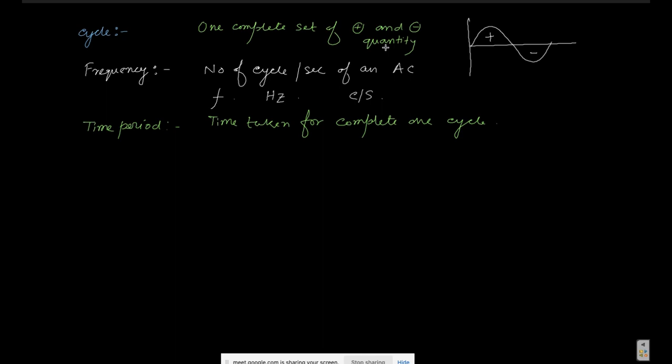Okay, now what is amplitude? So time period is denoted by T equal to 1 by f. Its dimension is time inverse, and second inverse is its unit.